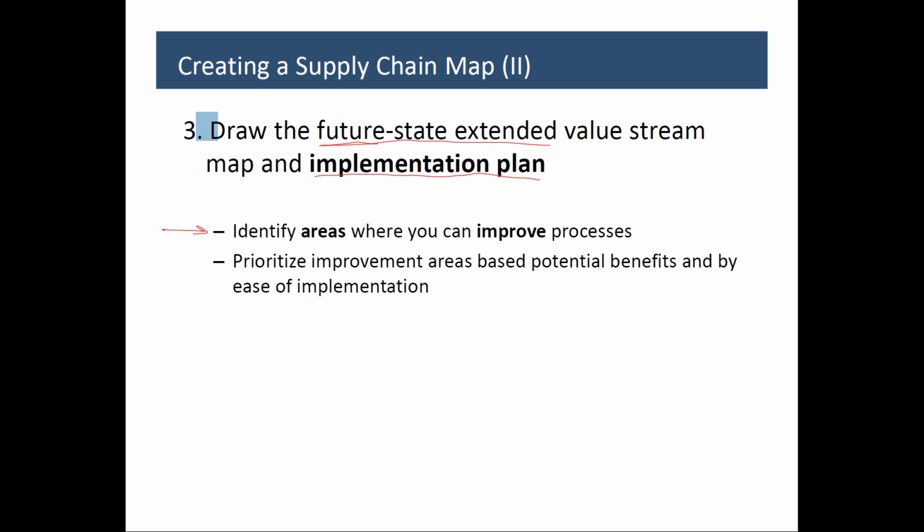So this includes that areas are identified where the process should be improved. And then if we have these areas, that can be 3 to I don't know how many, then these areas need to be prioritized in order to build such an implementation plan with the areas of potential benefits and also the degree of complexity to implement the plan.